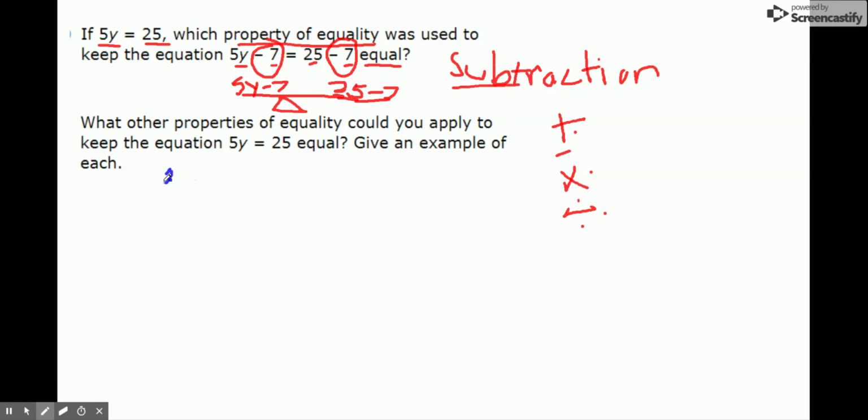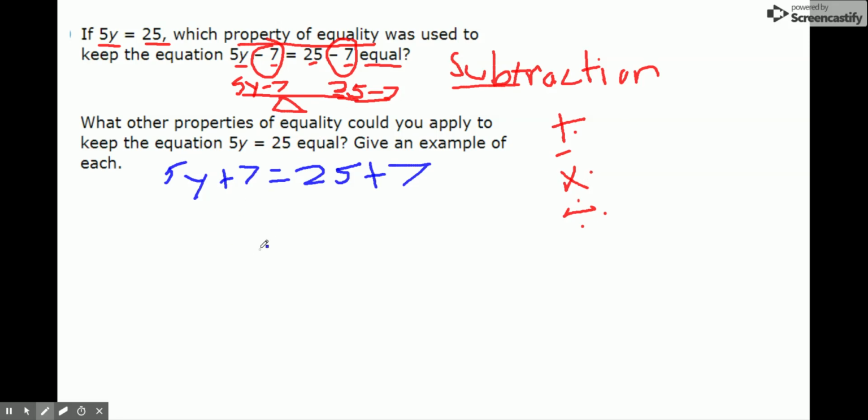Okay, so 5y plus, let's just go with 7, would equal 25. And you just have to do the same thing. So plus 7. Again, it's like a balance. If I add 7 here, I have to add 7 here.